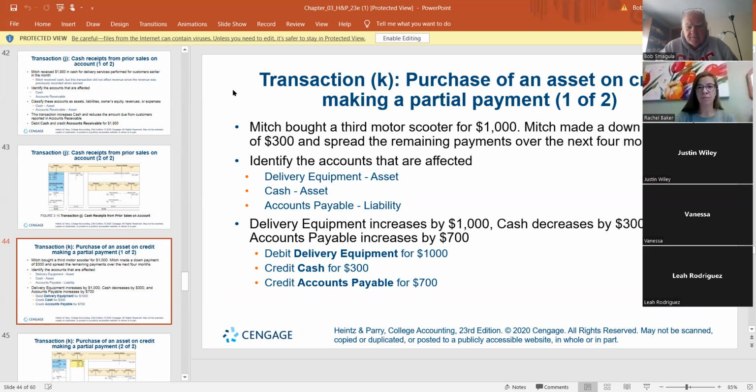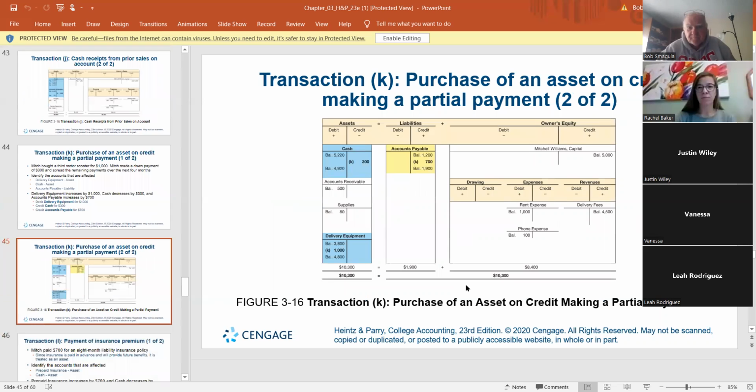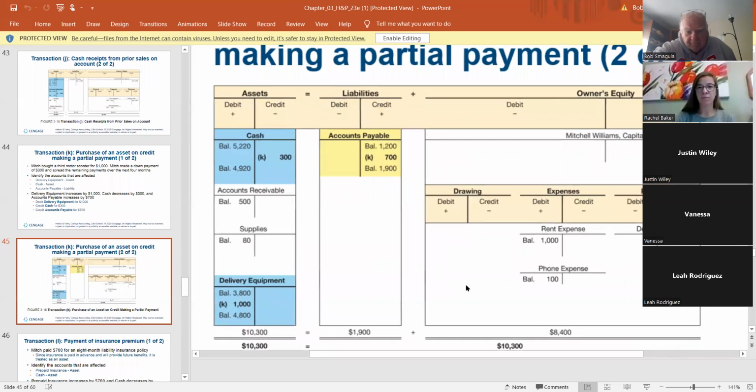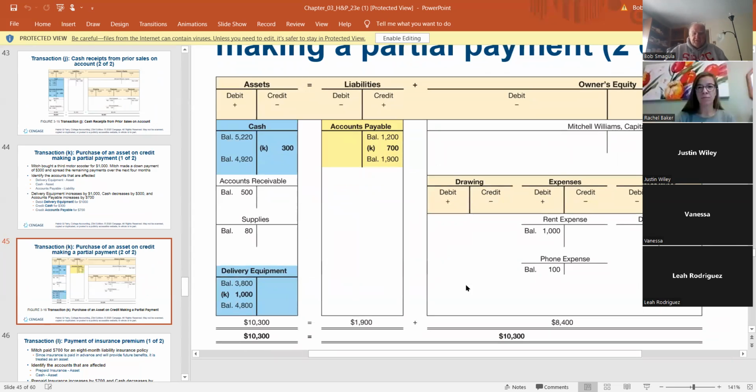We bought delivery equipment. Well, that's going to go up by $1,000. Cash is going to go down by $300, and accounts payable is going to go up. Now that we know our debits and credits, we can say we're going to debit delivery equipment $4,000, credit cash $300, which increases it, and credit accounts payable, which increases the liability. And they're breaking it out again for us to look at. And he's got an interesting little business going here. He's generated some cash, and he's got pretty good income so far.